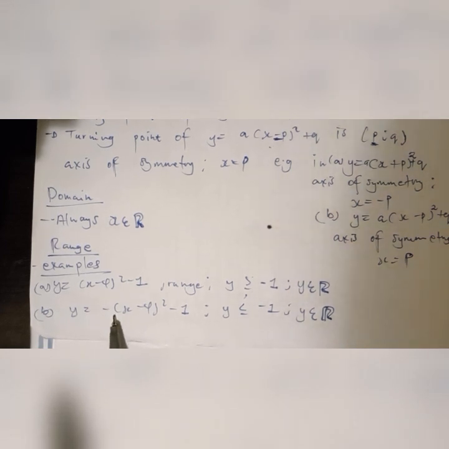Then b, we have y is equal to negative x minus 4 squared minus 1. Okay, so for this one, a is negative. So since a is negative, our sign is going to be less than or equal to, because a is negative. So make sure you catch that.